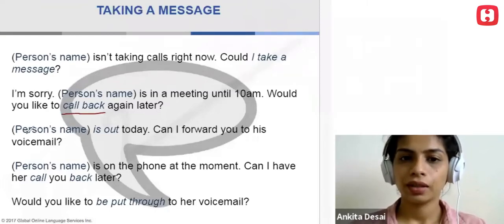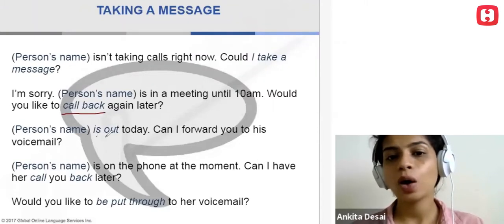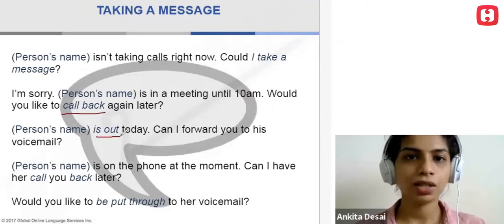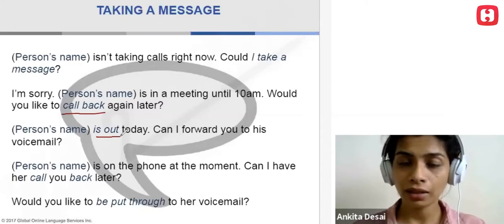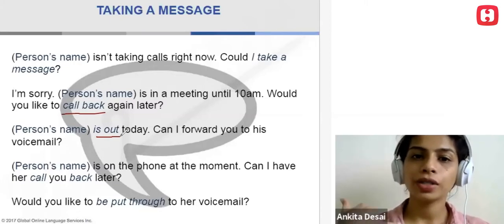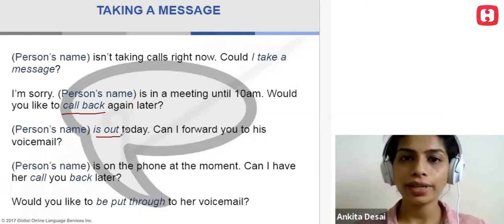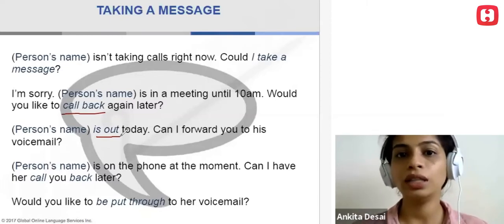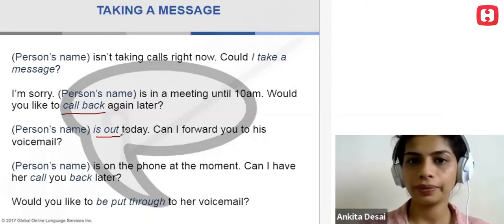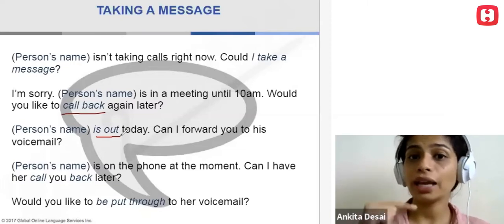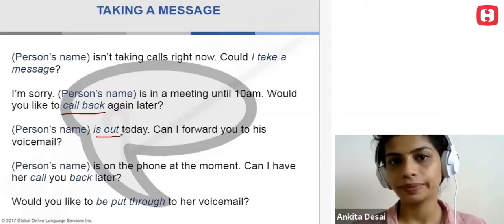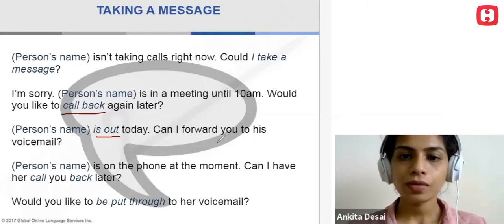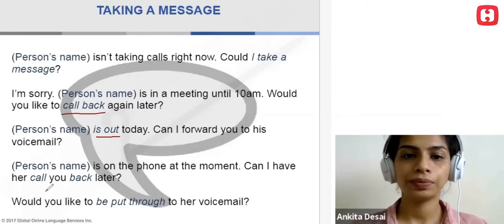Next, Mr. Peterson is out today. That means he is not in the office today. Can I forward you to his voicemail? When the person forwards someone to the voicemail, it means that you are asked to leave a message on the voicemail. The message will go directly to Mr. Peterson and not to the receptionist. Can I forward you to his voicemail?